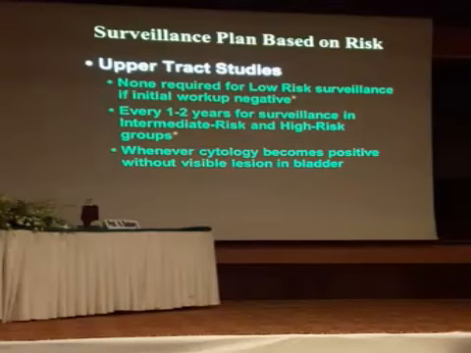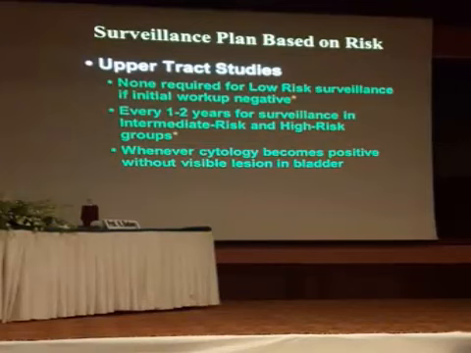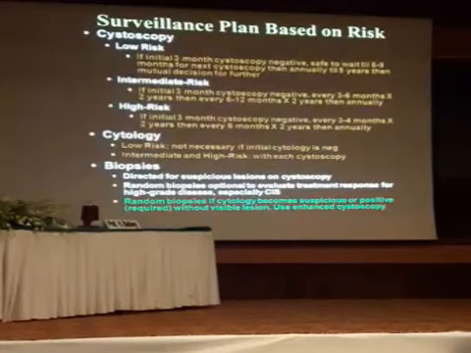With the intermediate risk, you can image the upper tracts every 2 years, but if someone has high risk and you're following them with scopes in the office, you want to do an upper tract imaging study every year. And if cytology becomes positive without visible lesions in the bladder, you certainly want to image and you want to go fishing and look, because there's something there.